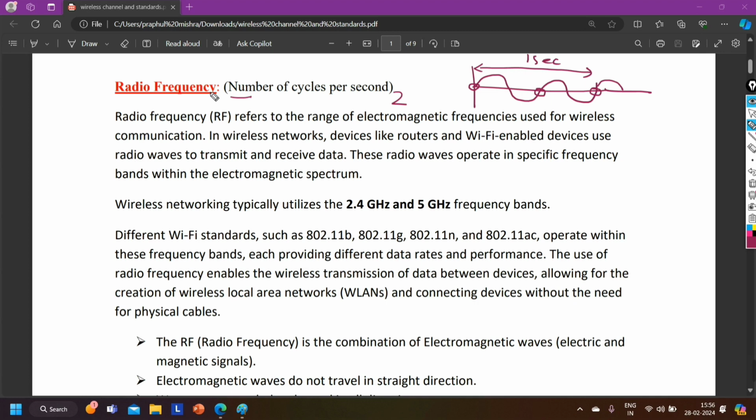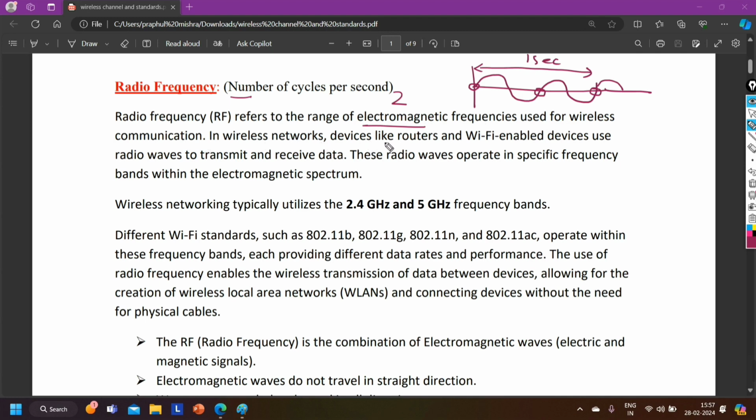So you can read more about radio frequency. You can see, radio frequency refers to the range of electromagnetic frequencies used for wireless communication. Electromagnetic means it is a combination of electric wave as well as magnetic wave. Radio frequency is a combination of two waves, electric wave plus magnetic wave. That's why we say electromagnetic wave. So a combination of electric wave and magnetic wave is known as radio frequency.